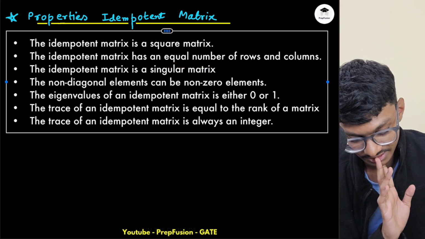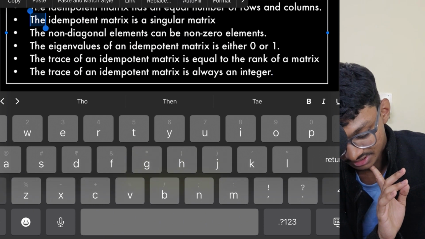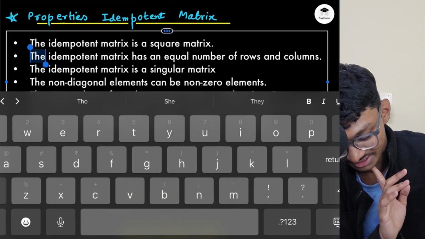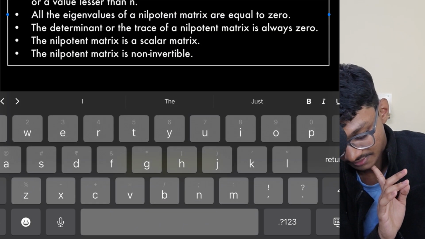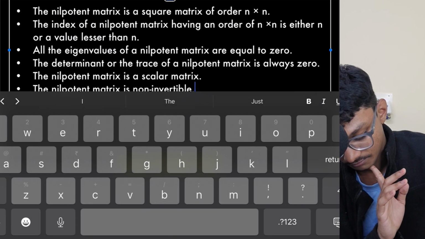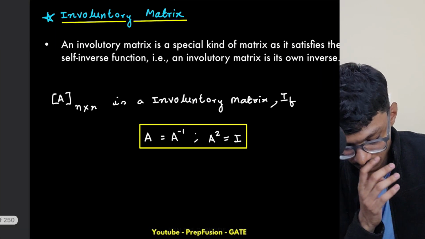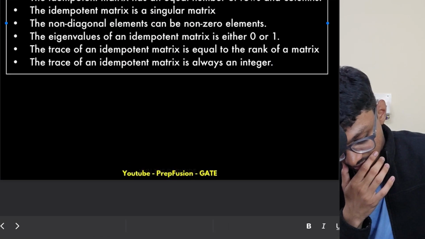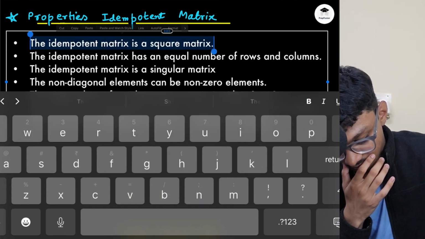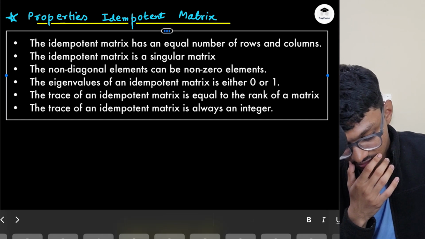Why is this the case? It is a square matrix, that we already know. So why have I written it as a property? If we already know it is a square matrix, then... what happened here? Oh, I came back to nilpotent. My tab is getting really hung nowadays. Okay, so this is some property, just keep this in mind.